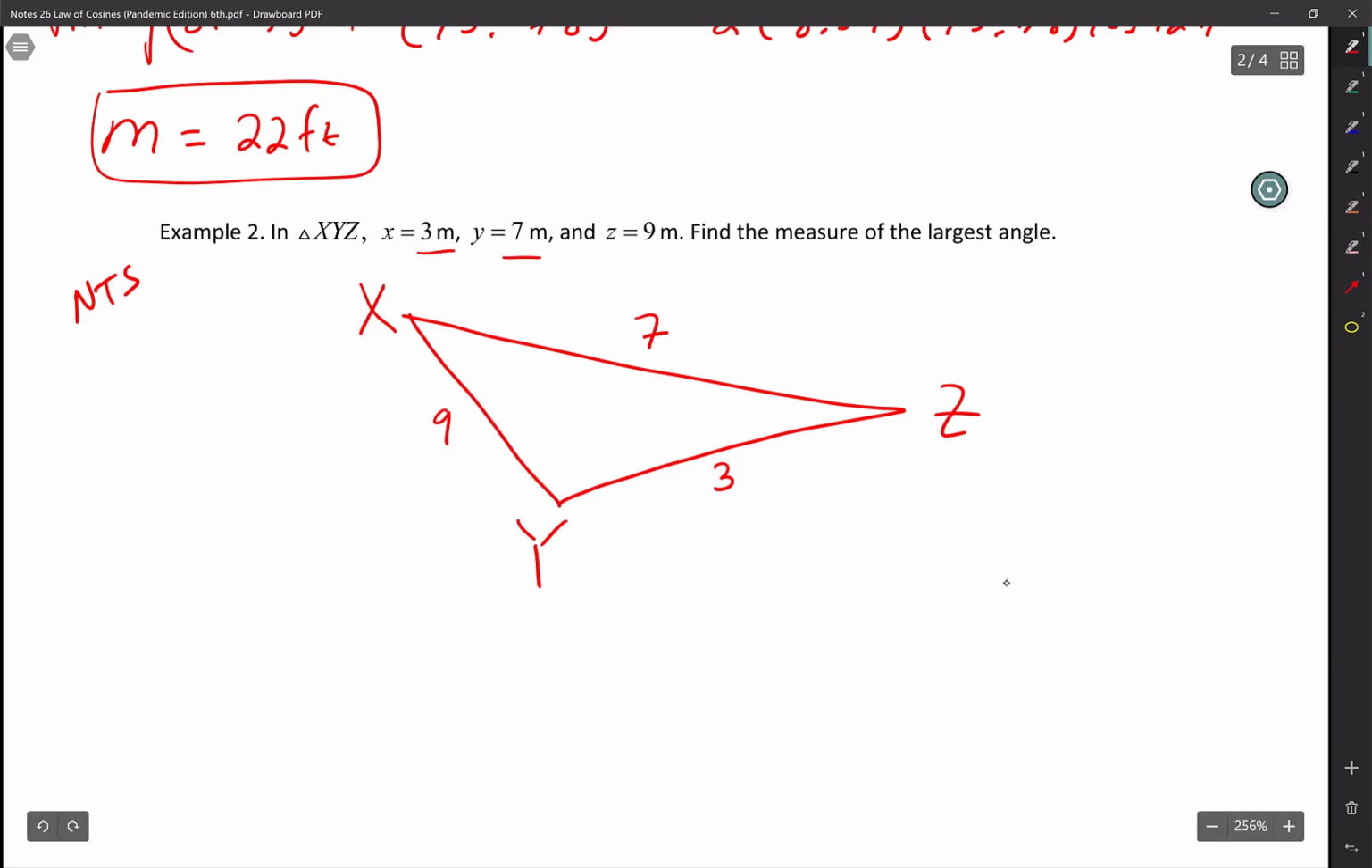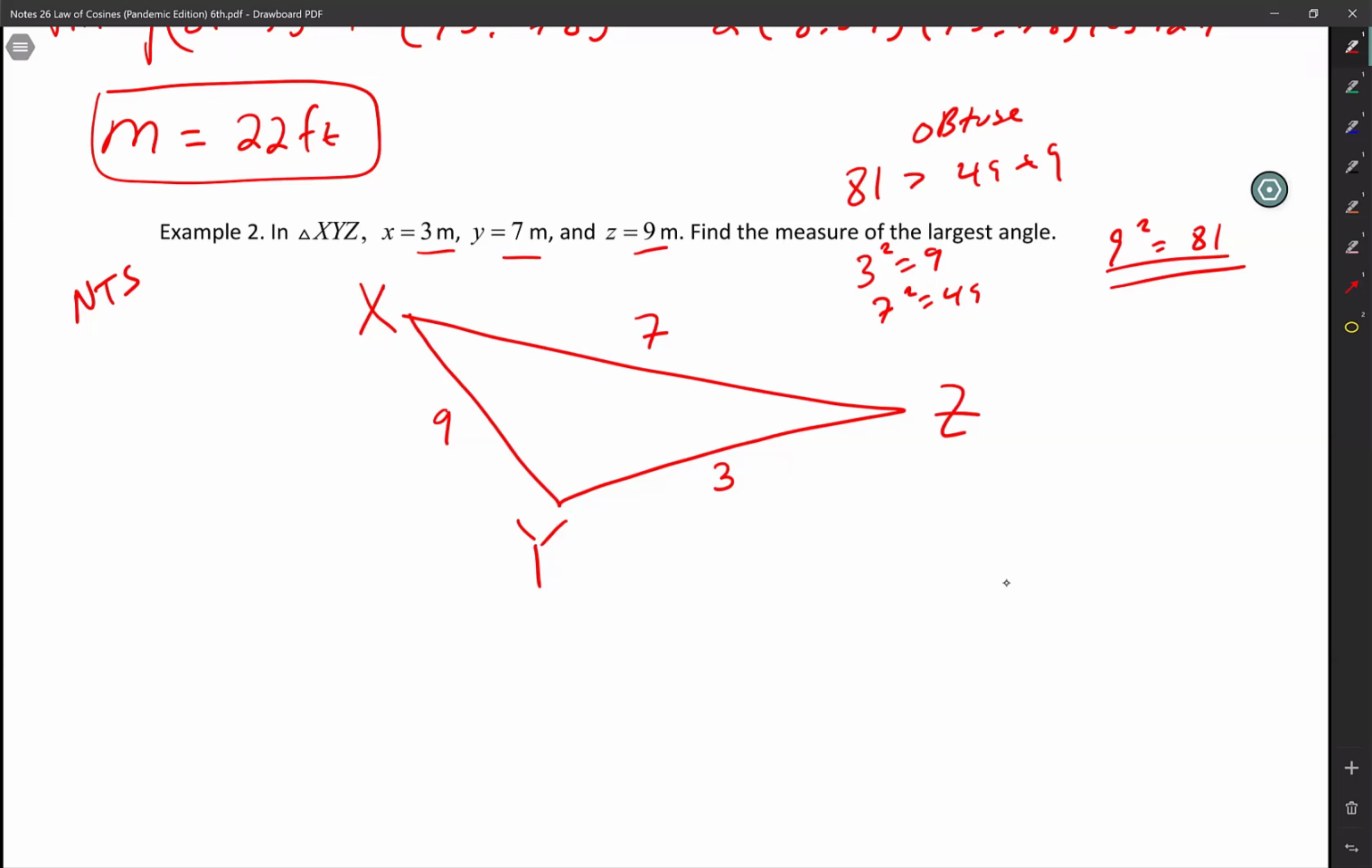Remember, guys, the two smallest sides here, 7 and 3. Well, 3 squared is 9, 7 squared is 49, and 9 squared is 81. The 9 is the biggest, and 81 is definitely larger than 49 plus 9. So because this is true, I know I have an obtuse triangle. And the way this triangle looks, well, I don't want to give the answer away. There's a certain angle that needs to be obtuse, and it looks 100% acute on this.